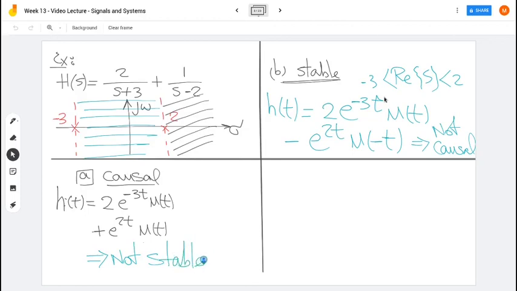And of course, when the system is causal, the region of convergence must be right-sided, so the real part of s is larger than 2. As you can see, this system cannot be both causal and stable because not all poles are located in the left half plane. For a system to be both causal and stable, all poles must be located in the left half plane of the s domain.